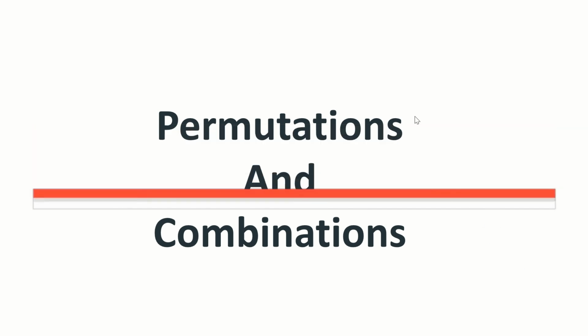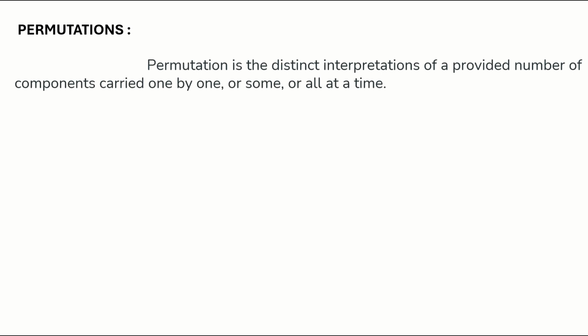Let's see what is permutations and few examples on it. Permutation is a distinct arrangement of a provided number of components, taken one by one or few of them or all at a time. Permutation is nothing but arrangement, arranging the things in different ways.